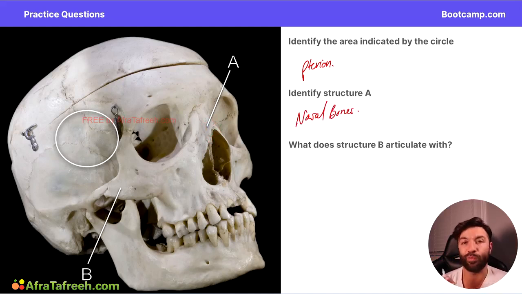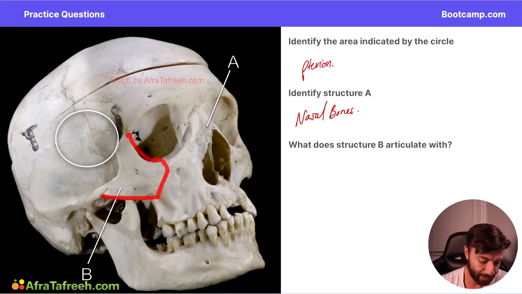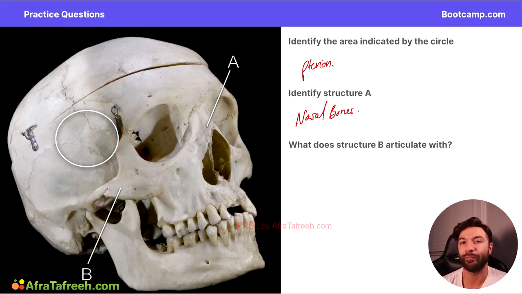All right, finally, what does structure B articulate with? So this is structure B. Remember, this is that zygomatic bone. This makes up that cheekbone. And we didn't necessarily cover it, but I think you might be able to put the information that we covered together and solve this question. So this articulates actually with 3 bones.